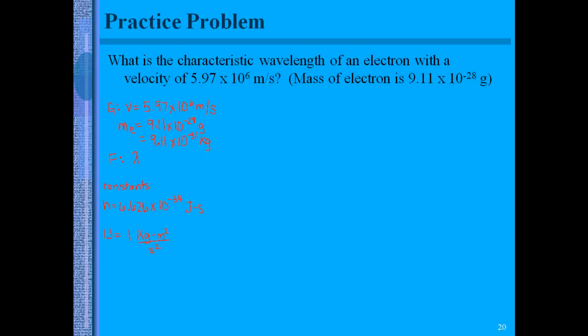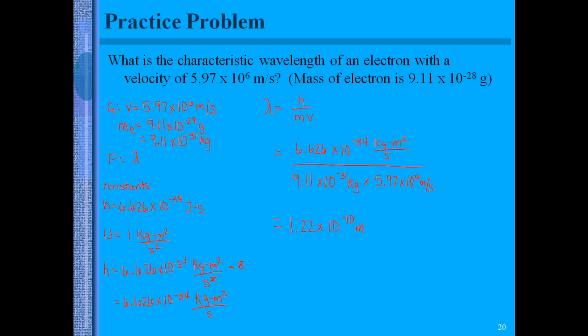We're looking for wavelength. We know our constant, Planck's constant, but we want to get rid of the joules and have kilogram meter squared per second squared in there. So we're going to plug that in and simplify the unit for Planck's constant because we're dealing with mass. Using our new equation from our previous slide, we can plug in our information, our Planck's constant with our simplified unit, our mass of an electron, and our velocity, and find that our wavelength is 1.22 times 10 to the negative 10th meters.